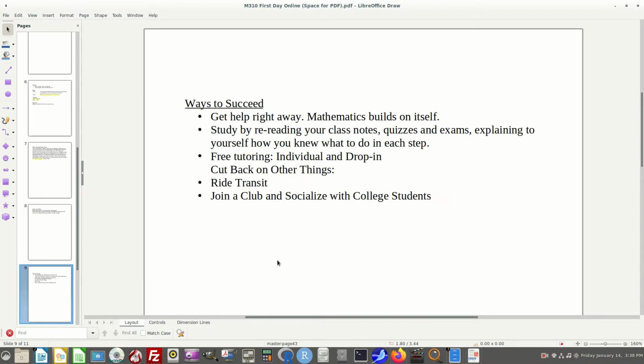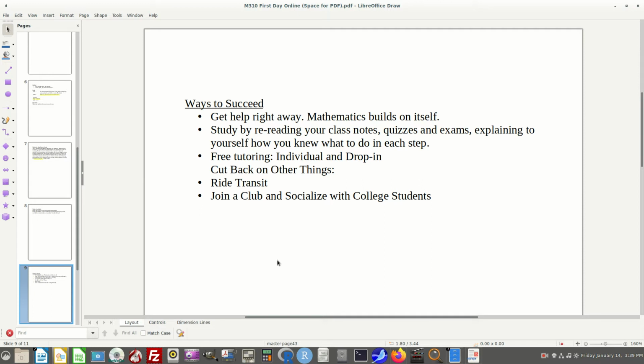Ways to succeed: get help right away. Don't let an idea get away from you. Mathematics builds on itself. Study by rereading your class notes, quizzes, and exams, explaining to yourself how you knew what to do in each step. So basically, how you succeed in any math class is to teach yourself to learn Socratically, to learn through induction.